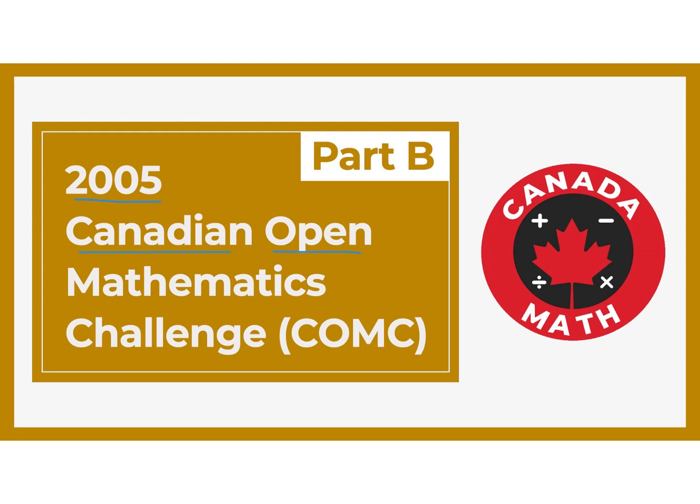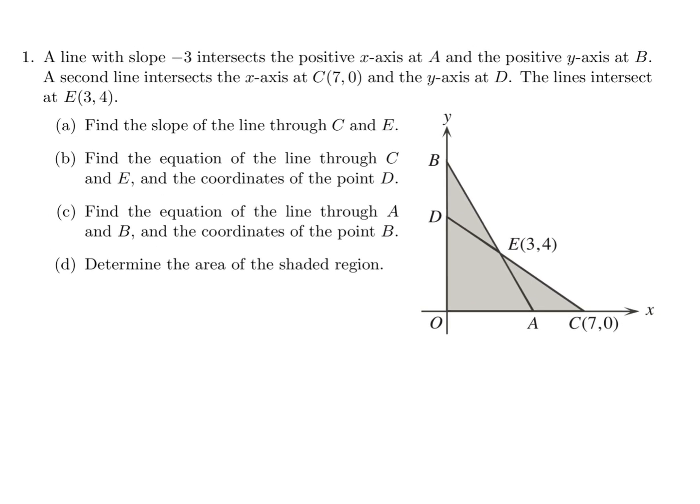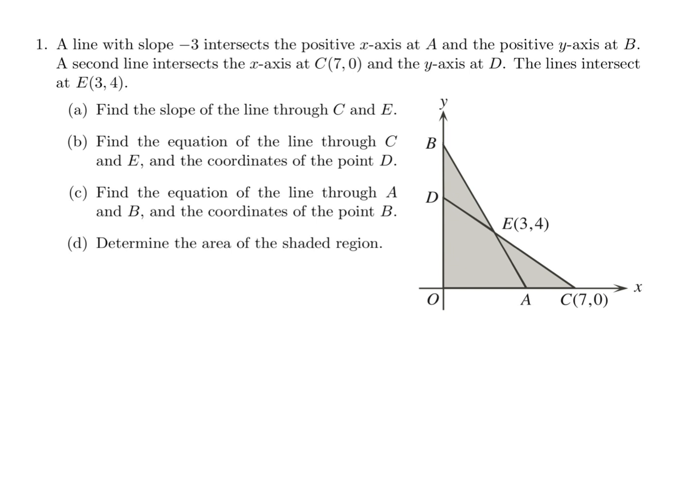2005 Canadian Open Mathematics Challenge, Part B. A line with slope -3 intersects the positive x-axis at A and the positive y-axis at B. A second line intersects the x-axis at C (7, 0) and the y-axis at D. The lines intersect at E (3, 4). Find the slope of the line through C and E.